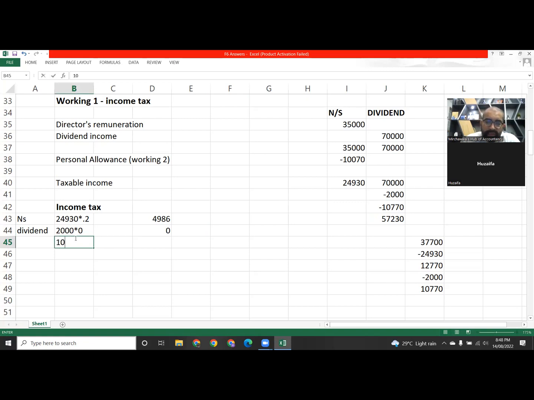10,770 dividend will come in the first band, and the first band tax rate for dividend is, I think, 7.5%. So it will be 0.075.